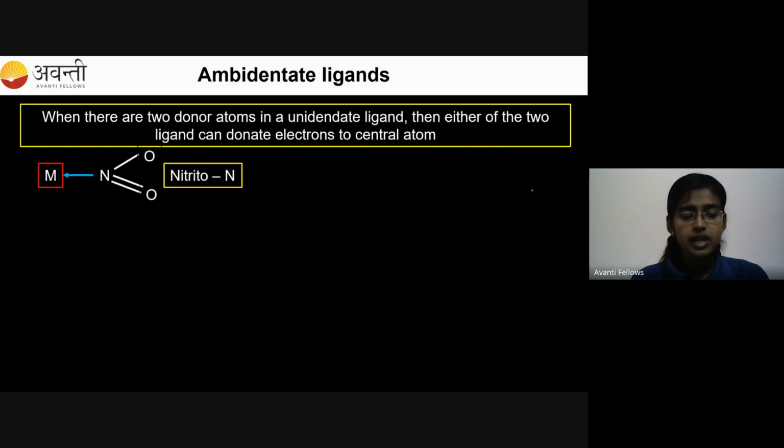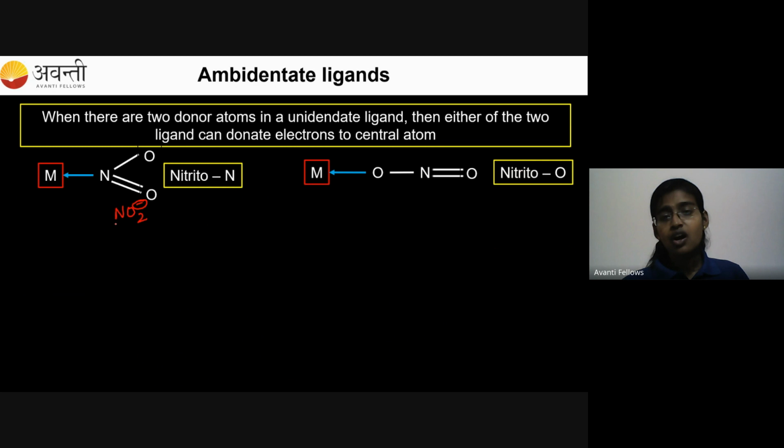Let us understand this more clearly with an example. You can see NO2. What is this NO2? It is called nitrito or nitro. We have seen it in that list, no? This is nitro, which is a negatively charged ligand basically. Now, NO2 has two different types of donor atoms, but at one time, only one atom can act as a donating site. In the first case, nitrogen is donating the electrons to the metal atom, so it is called nitrito N. In the other case, oxygen is donating the electron to the metal atom, so it is called nitrito O.